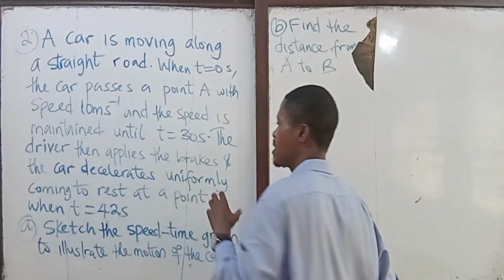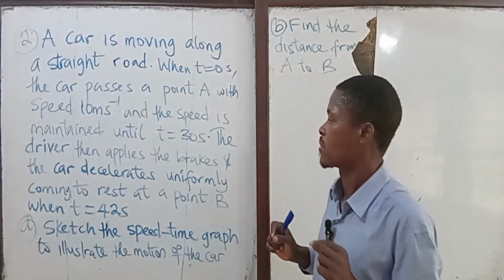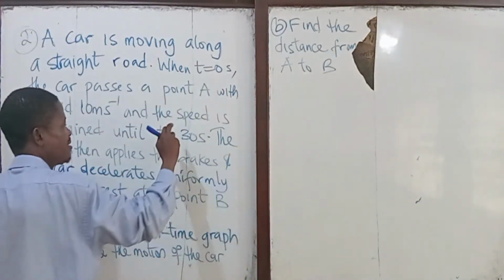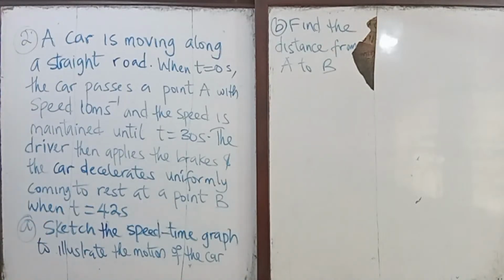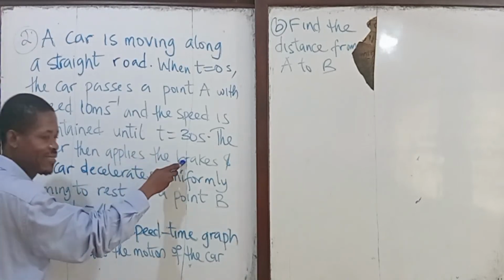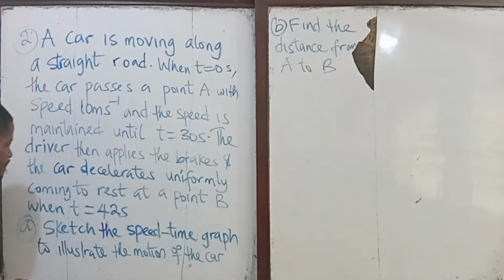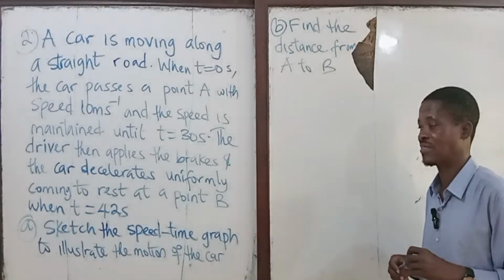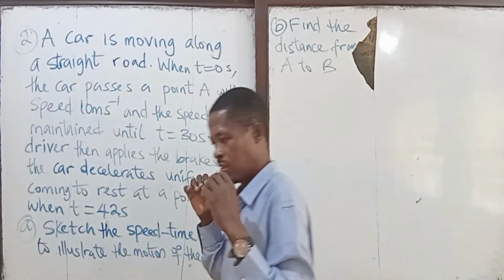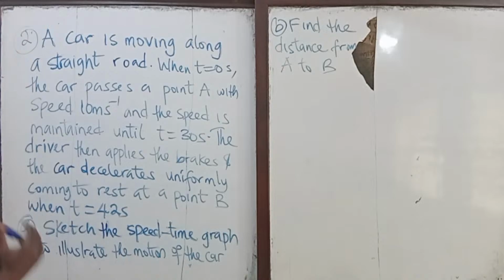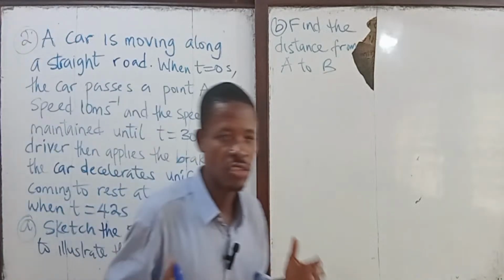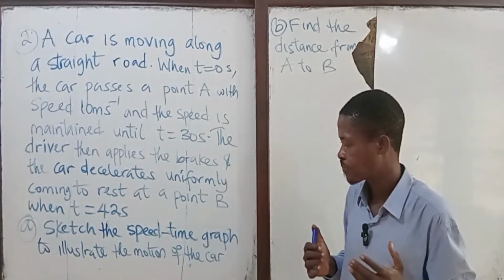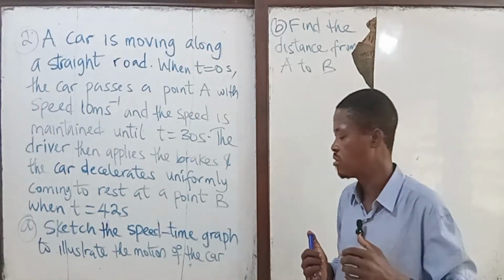And then the speed is maintained until t equals 30 seconds. The driver then applies the brakes, decelerates uniformly, coming to rest at a point B when t is 42 seconds. Sketch the speed time graph to illustrate the motion of the car.